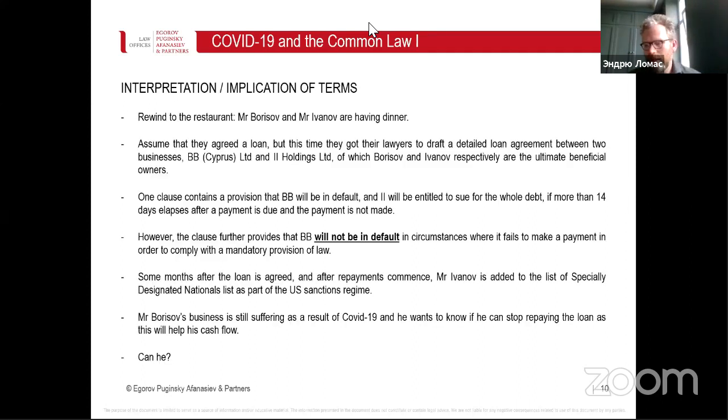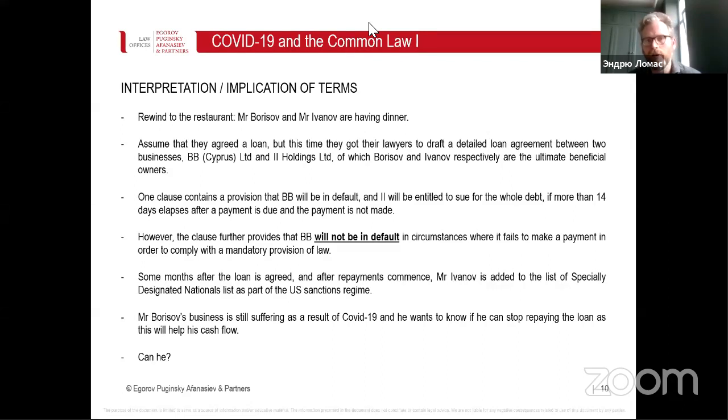So that is our first area of discussion, formation. But let's go back to the restaurant for a moment. Let's assume a different set of facts. Mr. Borisov and Mr. Ivanov are still having dinner, and they still agree to a loan. But this time, rather than just sketching it down on a menu, over the coming days and weeks, they get their lawyers to come up with drafts, counter-drafts, proposals that ultimately result in a signed, detailed loan agreement between their two respective businesses, BB Cyprus Limited and II Holdings Limited.